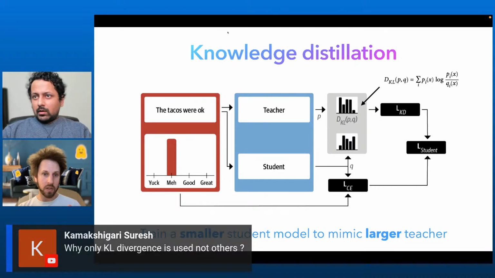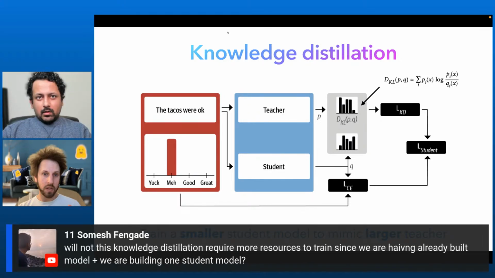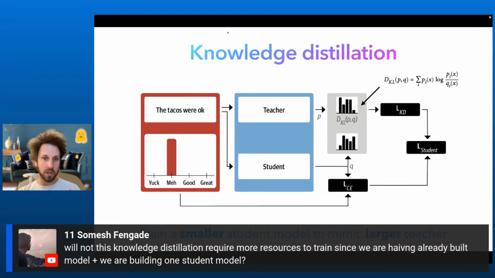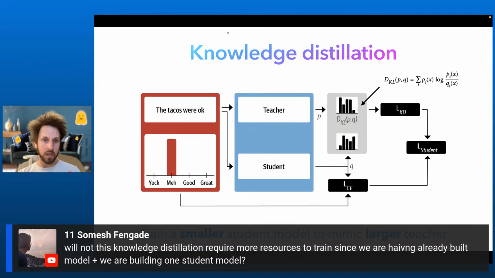Great. Another question that we have here is, won't this knowledge distillation require more resources to train, since we have already built one model, which is there, plus we are building another student model? Yep. That's a really good question. And the answer in general is yes, you will need more training resources than you would ordinarily need if you're just doing transfer learning.